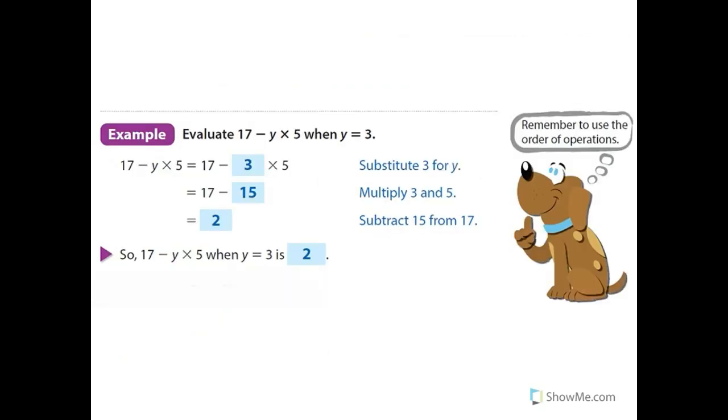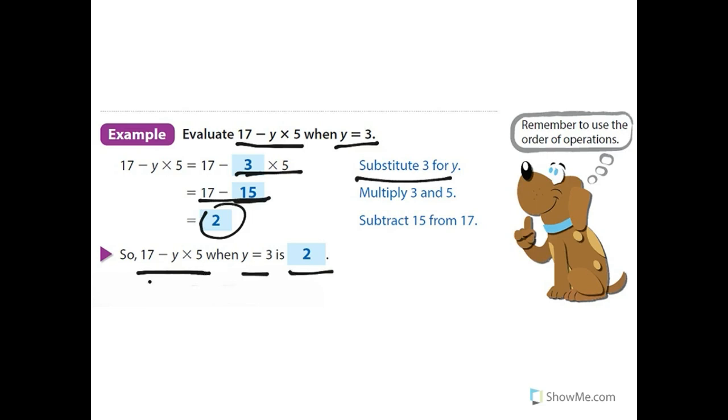Alright? Another example. Evaluate 17 minus y times 5 when y equals 3. So substitute 3 for y. We do our order of operations. 3 times 5 is 15. 17 minus 15 is 2. So 17 minus y times 5 when y equals 3 is 2.